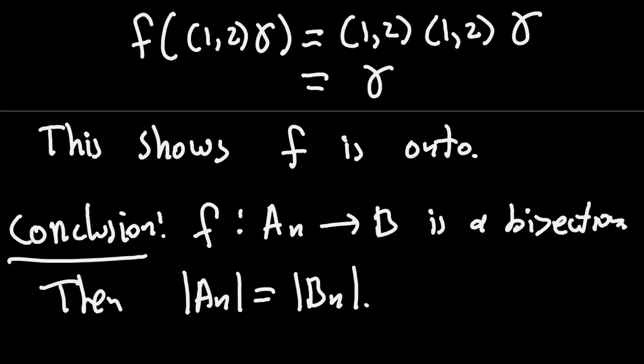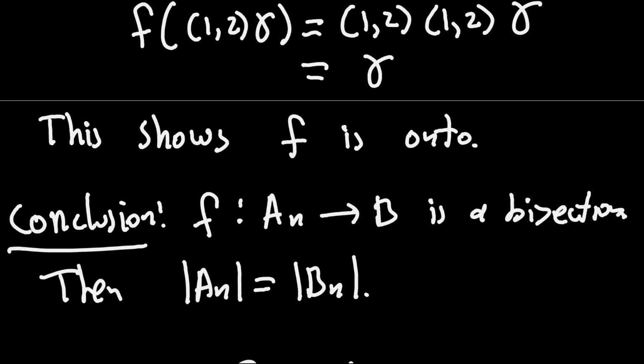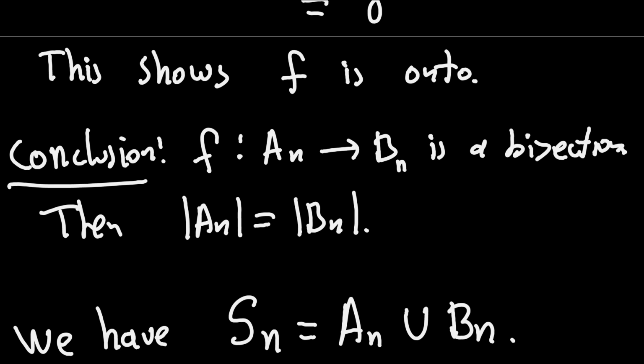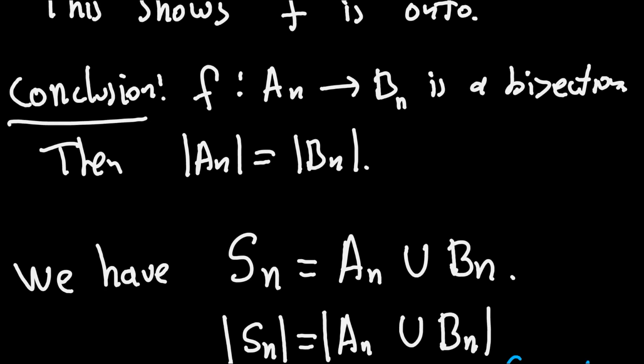So what's the conclusion of all of this? We showed that the function, the way we defined it, is a function from An to Bn. That function is a bijection. Because it's a bijection, the two sets, An and Bn, have the same number of elements, meaning that the number of elements of An is equal to the number of elements of Bn.